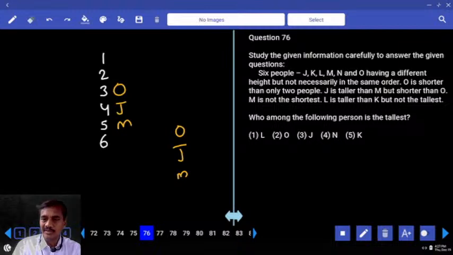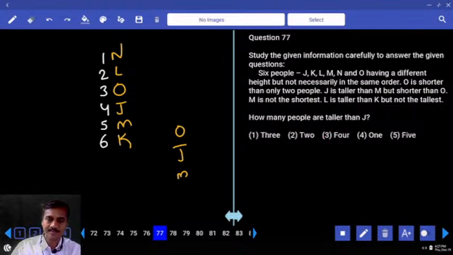Then L is taller than K, but not the tallest. L cannot be the tallest. Then who is the tallest here? N. So N is the choice for 76. And how many people are taller than J? Now tell me, how many are taller than J? 3. Now 3, that is given in choice 1, for 77.